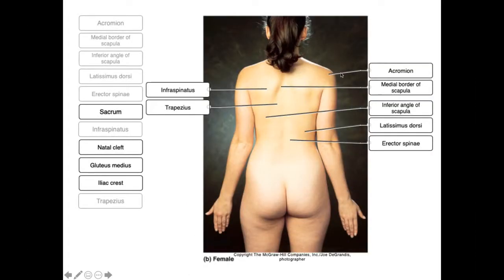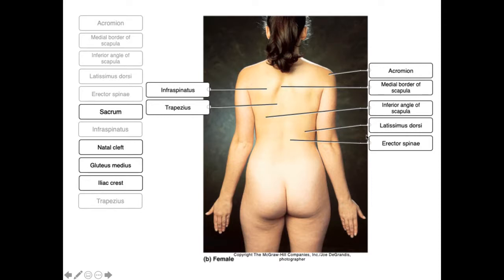Looking at the female posterior again, at the shoulder, you're given a bunch of choices here. So the acromion would be here. This is the scapula, so this is the medial border of the scapula. I'm going to go through what medial means, but here's the medial border of the scapula. There's a rotator cuff muscle on the back of the scapula called the infraspinatus. There's a large muscle called the trapezius, so in this area is where the trapezius muscle lies. At the bottom of the scapula is the inferior angle of the scapula, way at the bottom.